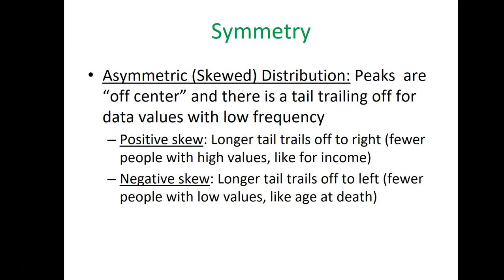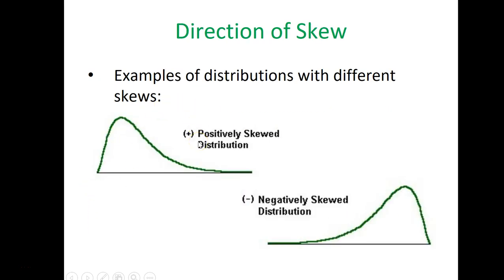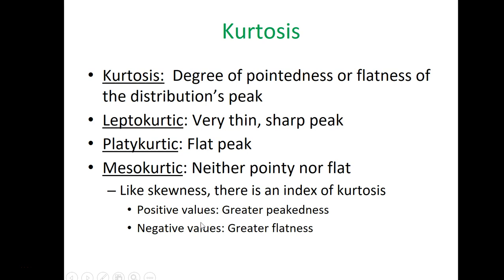Symmetry tells us how far from the center of centrality the distribution is, so how skewed it is. Now a positive skew is when the tail strays off to the right. So it looks like this. Positive skew looks like that. And negative skew is when it trails off to the left. To me, that's counterintuitive, but that's how it works, right? Positive goes this way, negative goes that way.